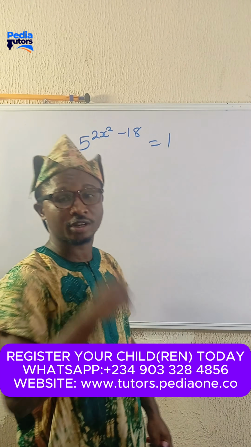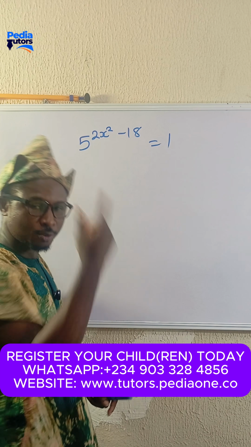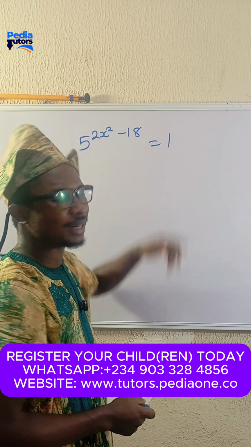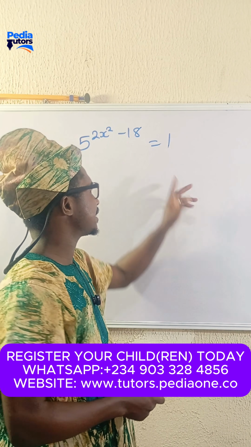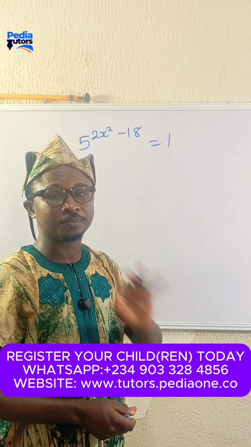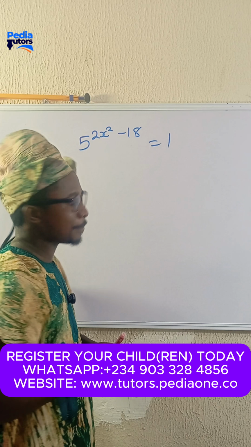Before you scroll, let's talk about the indices. So we have 5 raised to power 2x² minus 18 equal to 1. Of course, we remember from our law of indices that anything raised to the power of 0 is going to be 1. So in that case, let's apply that particular law here.